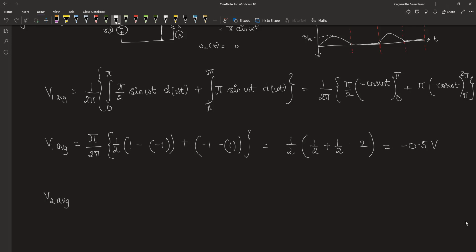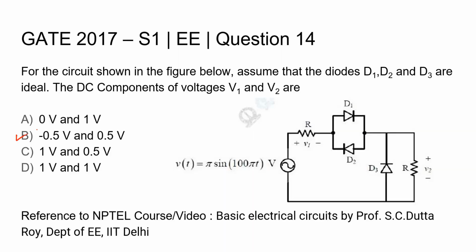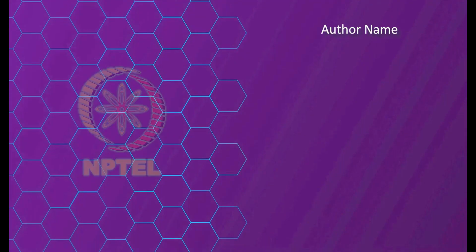Similarly, the average voltage of V2 is given by 1 by 2 pi into the integral 0 to pi of pi by 2 sin omega t with respect to omega t plus from the limit pi to 2 pi it's 0. Similarly, this will come to 0.5 volt. The answer is option B, minus 0.5 volt and plus 0.5 volt. Thank you.